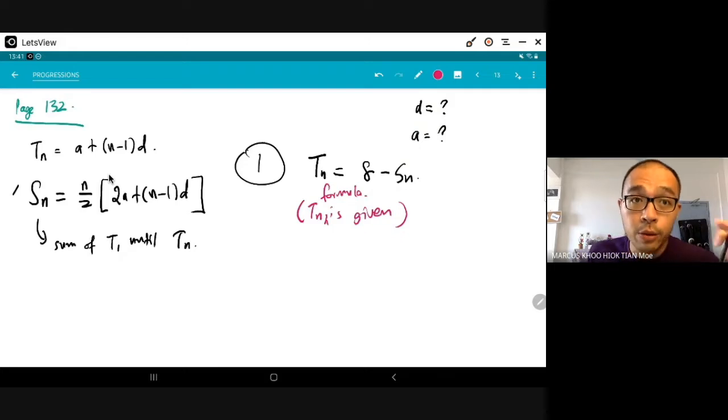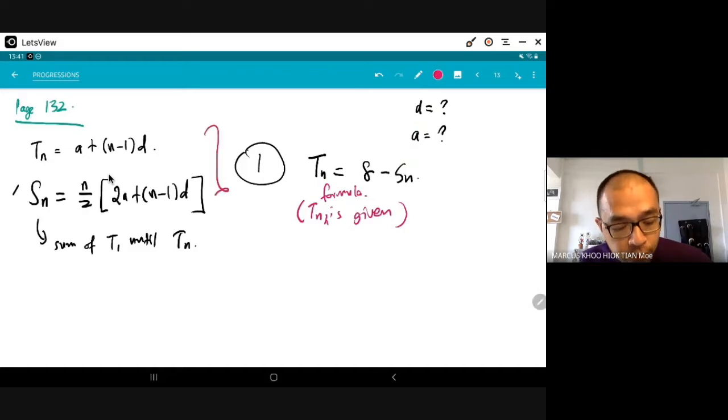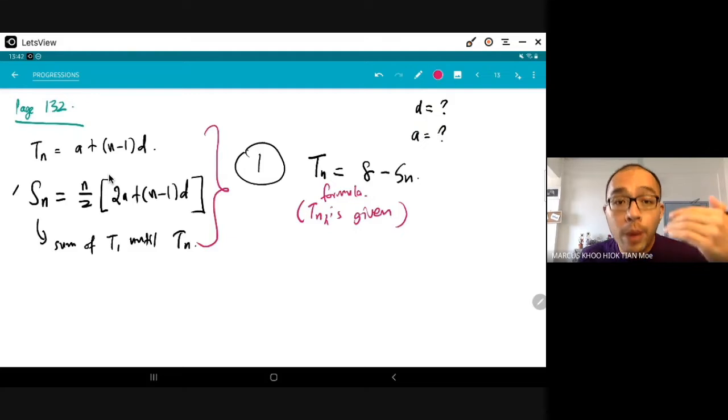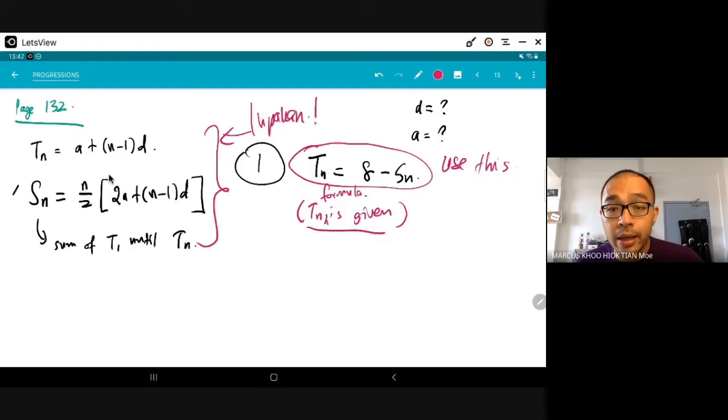Sometimes the question will do this, you know. Dia akan bagi kamu sedia formula Tn, atau dia bagi kamu sedia formula Sn that is different from these two. So when that happens, what you do is use this Tn. Use this. Okay, ini kamu lupakan. Tapi hanya dalam case kalau Tn diberi, seperti yang diberi dalam soalan inilah.